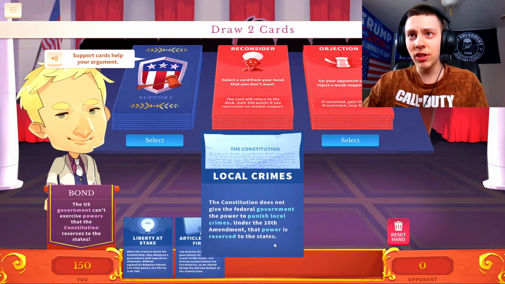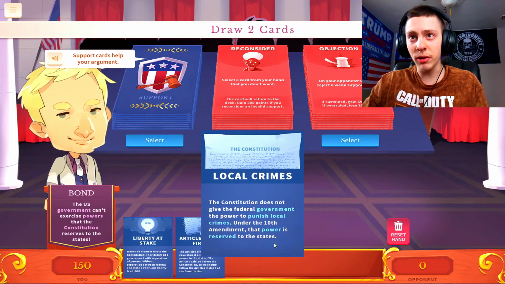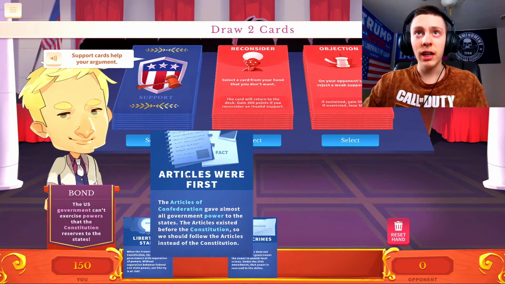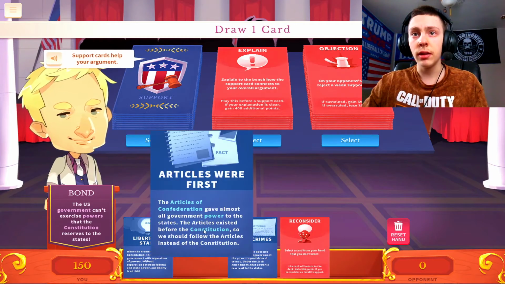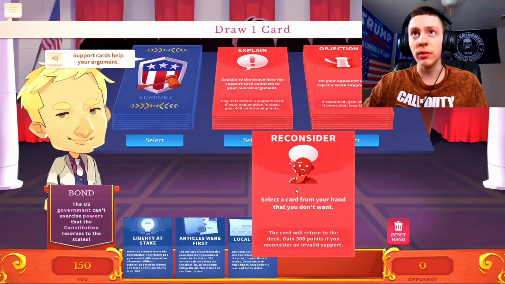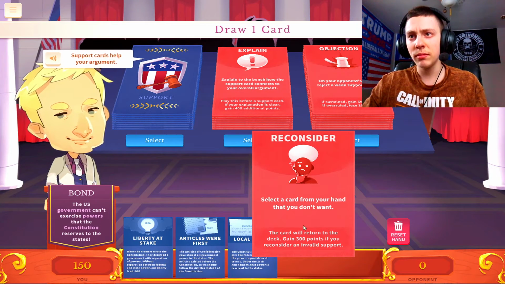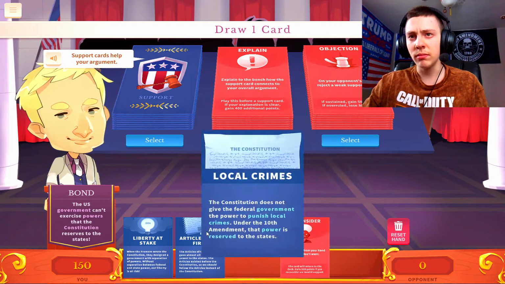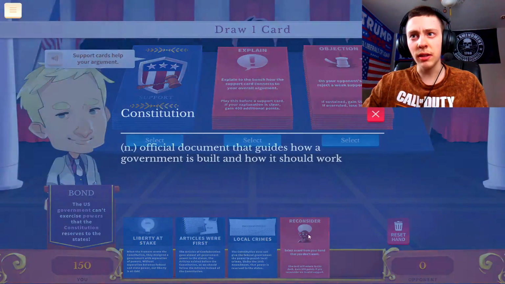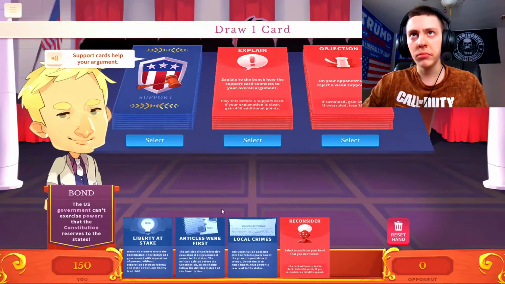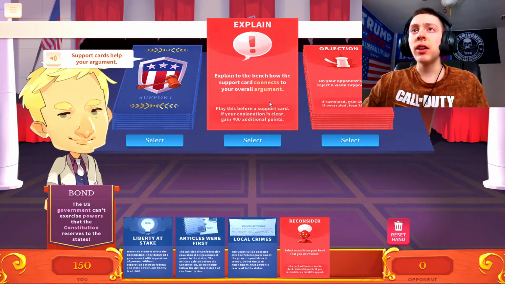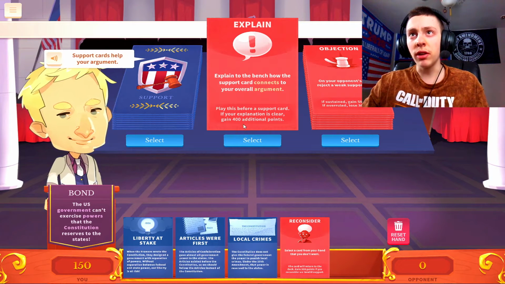What's this one? The Constitution does not give the federal government the power to punish local crimes. Under the 10th Amendment, that power is... Okay, so I gotta get rid of... Oh, wait, how do I do this one? It's not letting me. Right. Explain to the bench how the support card connects to your overall argument. Play this card for a support card if your explanation is clear. Gain 400 additional points.